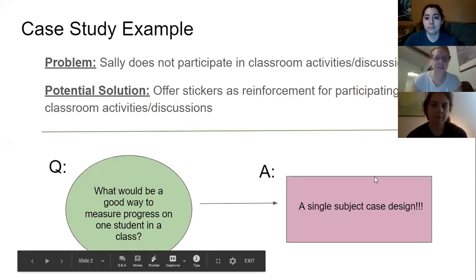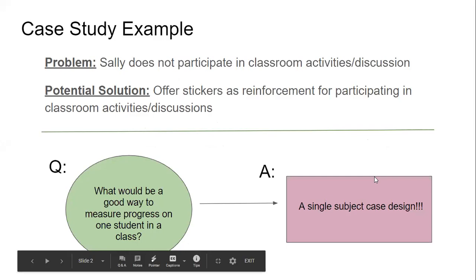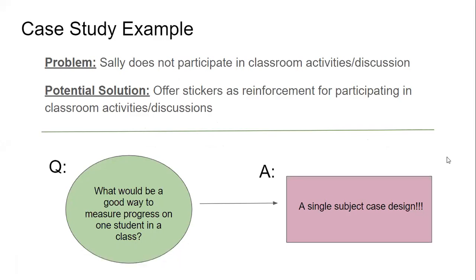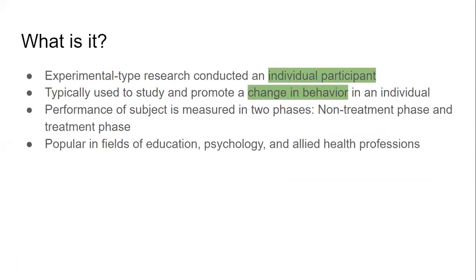Here's an example of when you would want to use this type of research tactic. You have a problem, particularly focusing on a specific individual, and you want to change some sort of behavior. If that's the case, then this is the research design for you. So what is it? It is experimental research conducted with one individual to change a behavior. You're going to have two phases: your non-treatment phase, which is your baseline, and then your treatment phase, which is where you put your intervention.